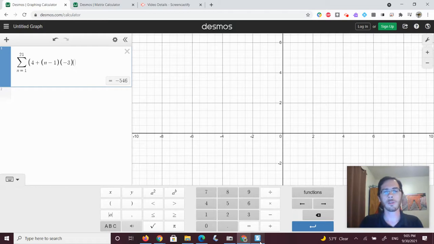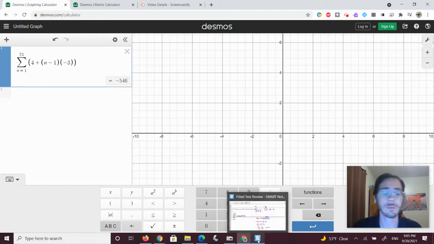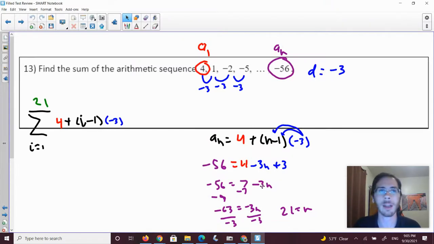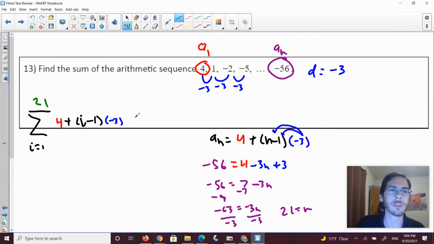And it looks like our good friend sigma is going to tell us the answer is -546. Okay, I mean, I trust sigma. Sigma's our friend, so -546.